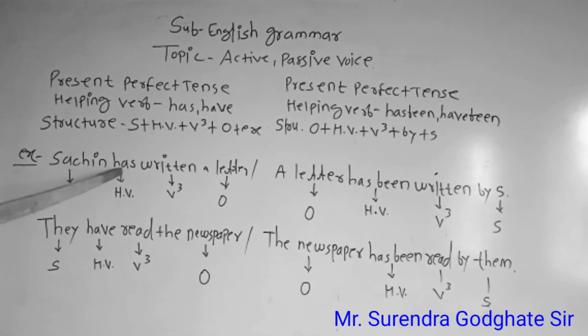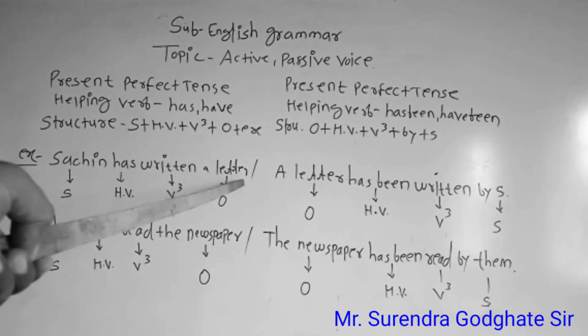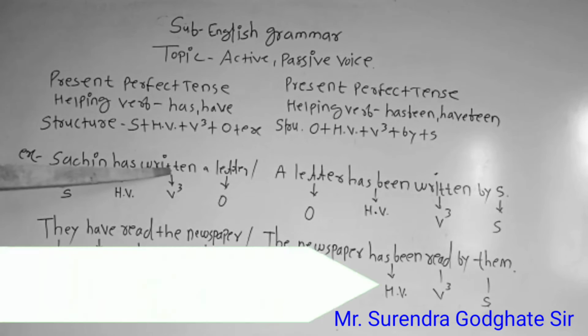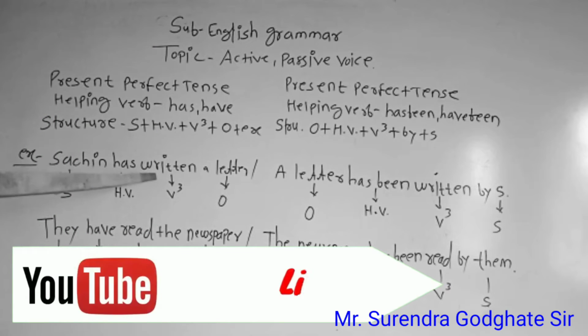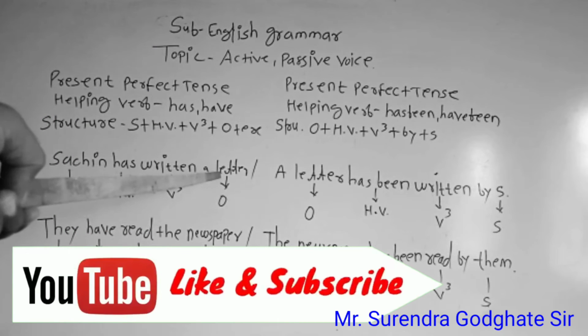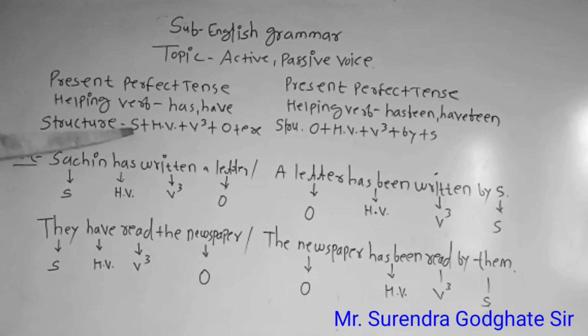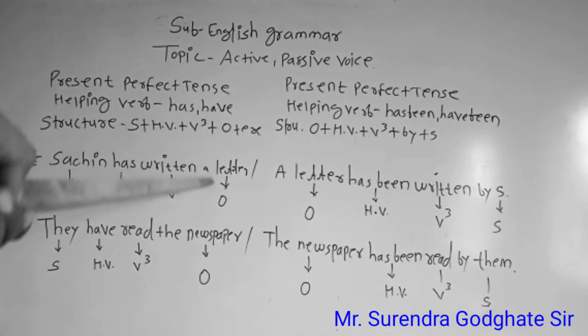First, Sachin has written a letter. Sachin is the subject. The helping verb is has. There are two, has and have, but we have to apply has here because Sachin is singular. Then v3: written is the v3 of write, v1. Then last is the object, that is the letter. According to this structure: subject, helping verb, then v3, then object last.